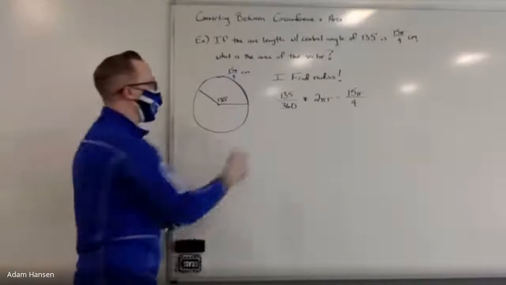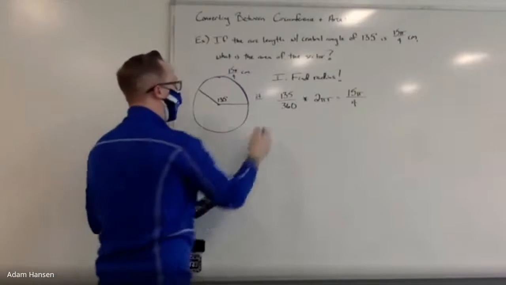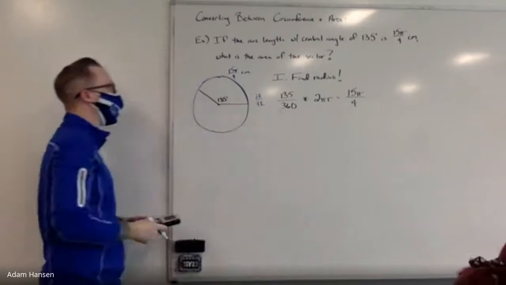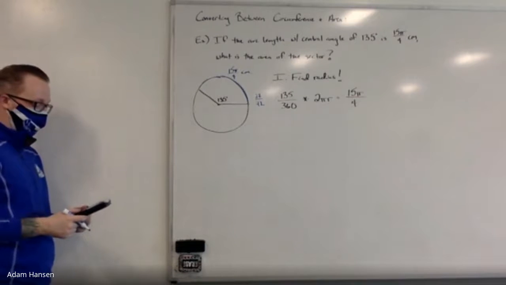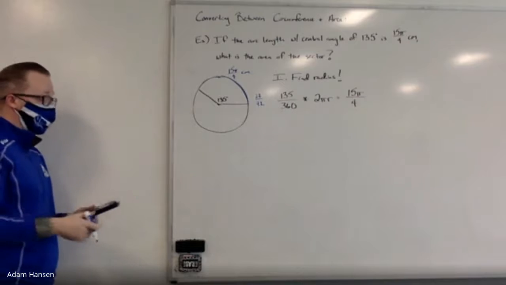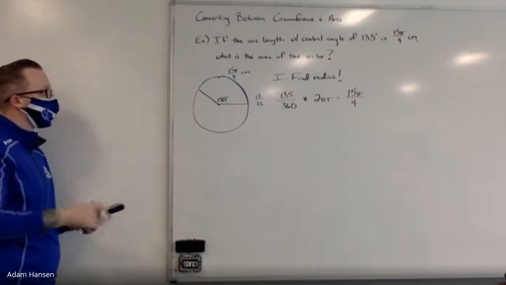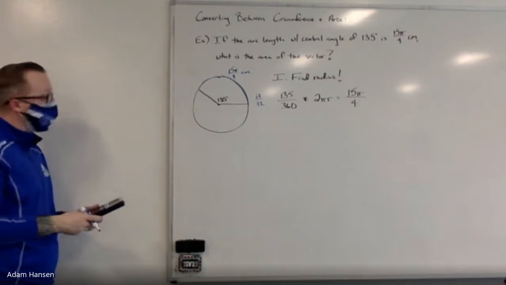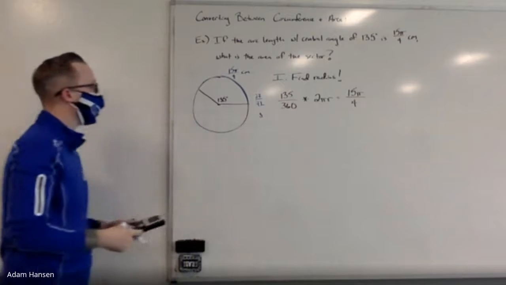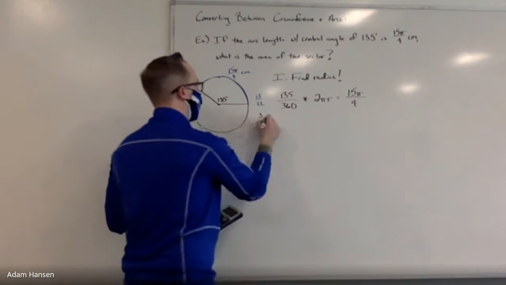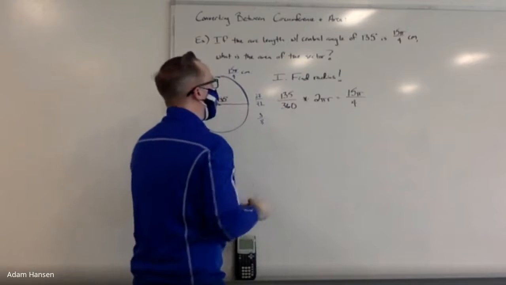135 divided by 5 is 27. 360 divided by 5 is 72. Keep going. I think I can still divide something from 27 and 72. Go a little bit faster. How about 9? What's 27 divided by 9? What's 72 divided by 9? So when I reduce down 135 out of 360, it becomes 3/8 of the circle.